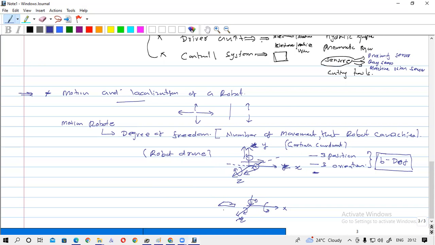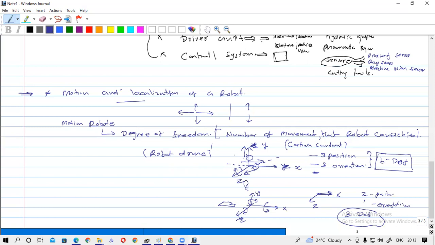So if someone asks you what is the degree of freedom of this car, you can say that it can move in the x direction and the z direction. That means it has two positions, and it can rotate around this y-axis, so it has one orientation. So you can see that the degree of freedom is 3 for this car.